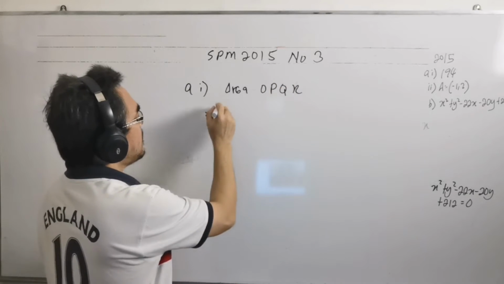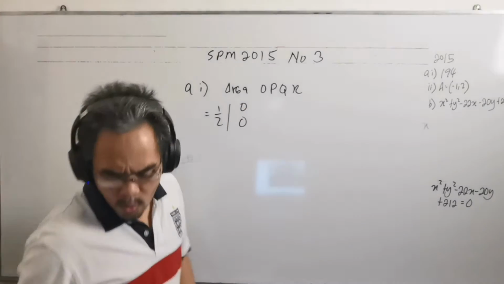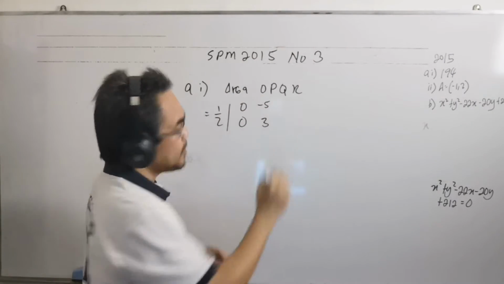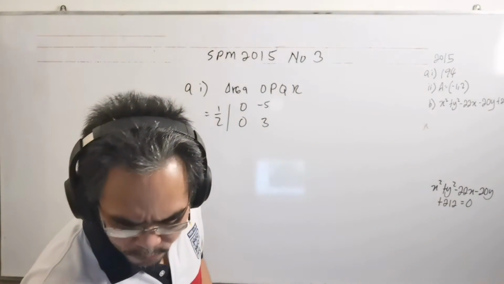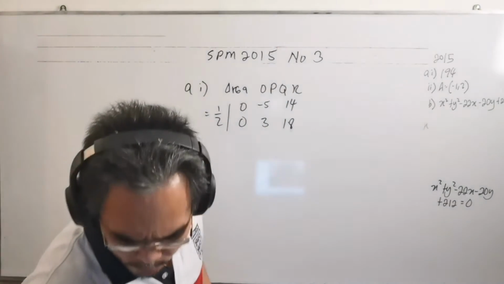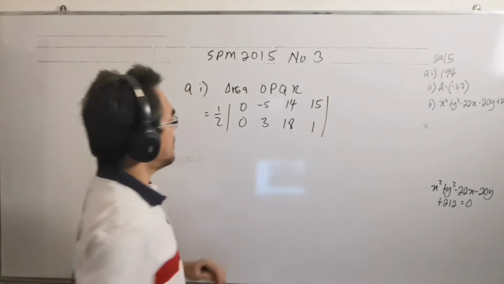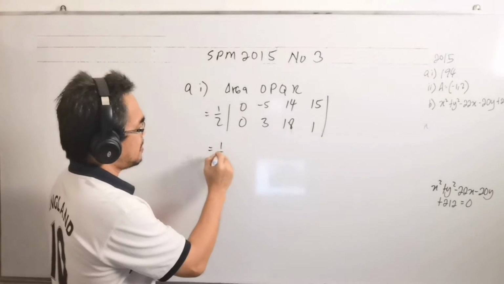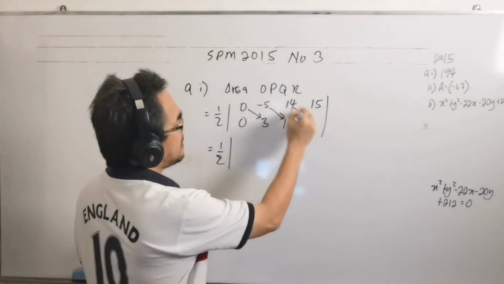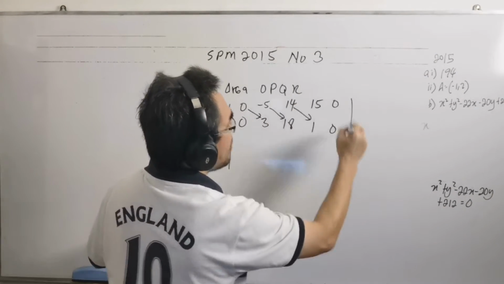Area OPQR. So what you do, just substitute the coordinates. O is 0, 0. P is -5, 3. Q is 14, 18. R is 15, 1. Okay, then 1/2, and then you multiply from here to there. Start with 0, 0. You have to repeat.